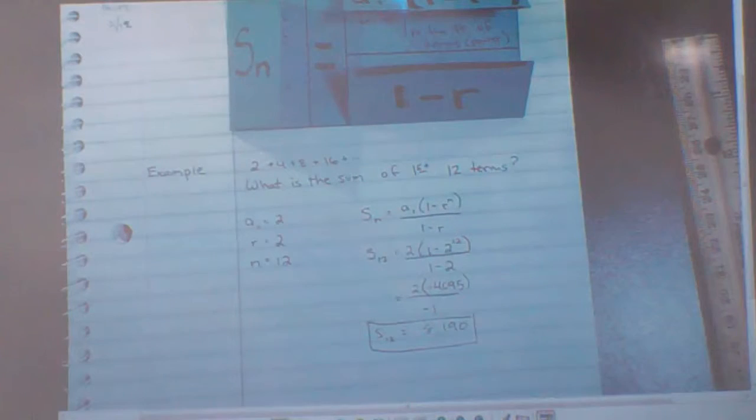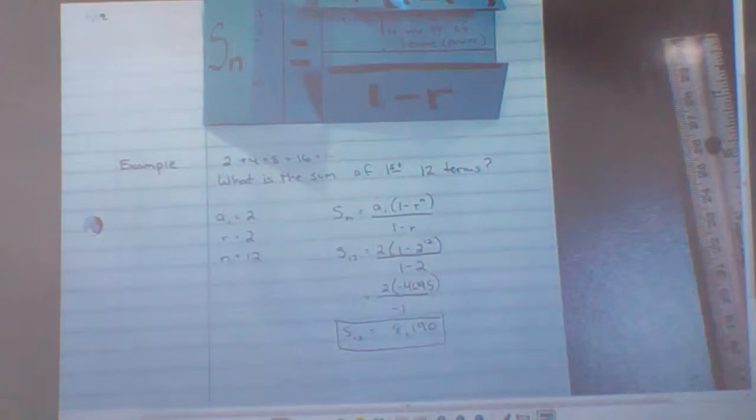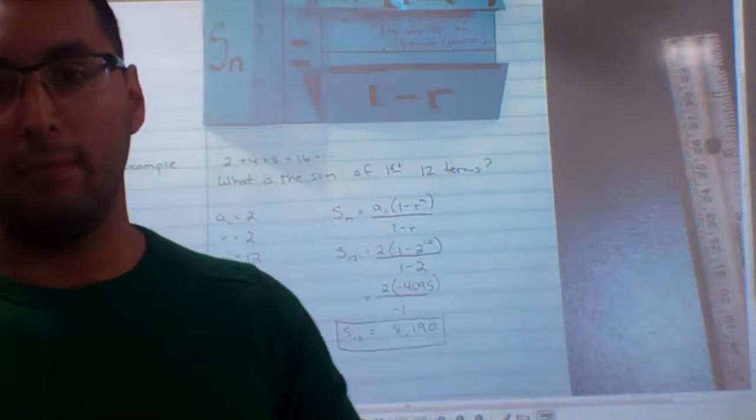Okay, questions? All right, so that's it. So go ahead and put your notes off to the side. Now this goes where we're going to practice. So that'll be the final answer? The 8,190. Yeah, that'll be the final answer. So that is the sum of the first 12 terms.